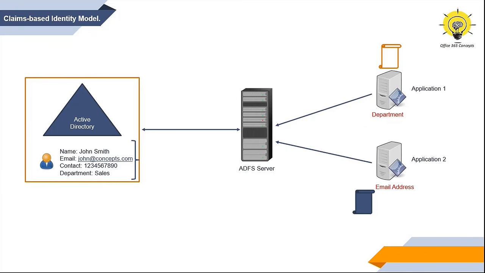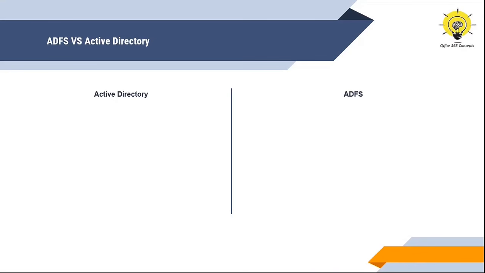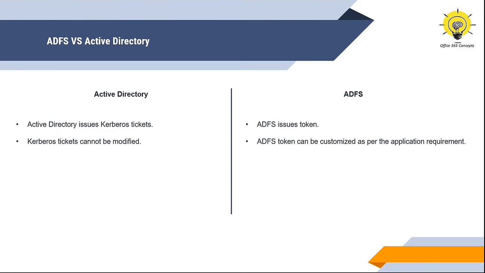And this is called the claims-based identity model, or claims-based access control authorization model. Now, if we compare Active Directory with ADFS, the acknowledgement that Active Directory issues after the authentication is called a ticket. And the acknowledgement that is shared by ADFS is called a token.